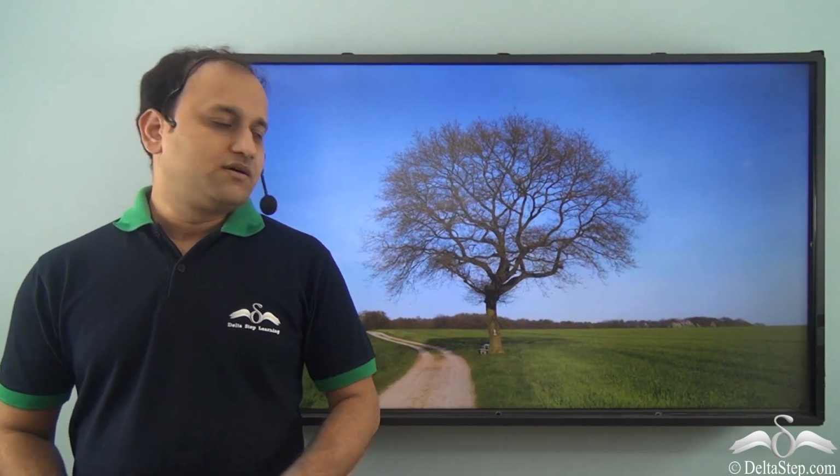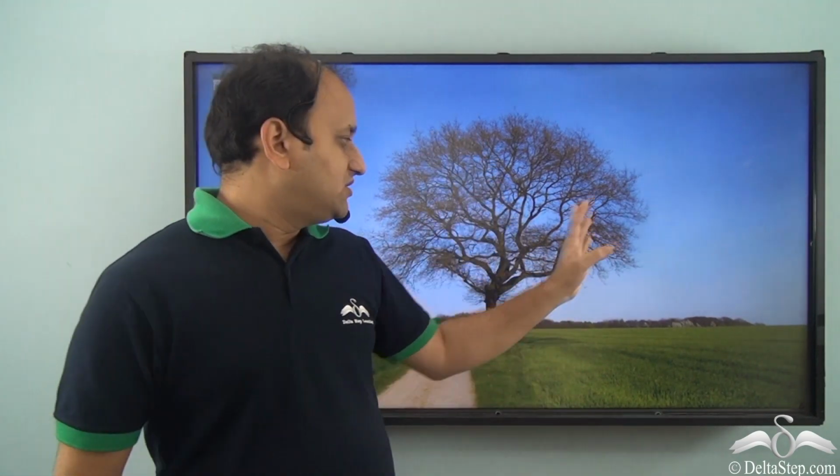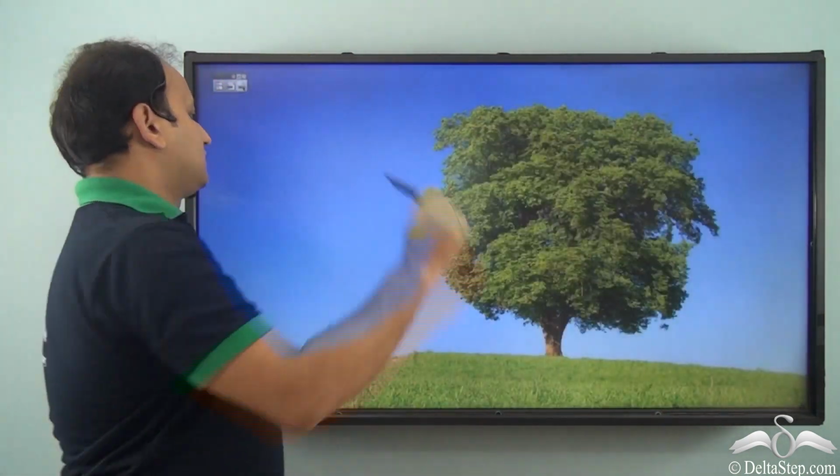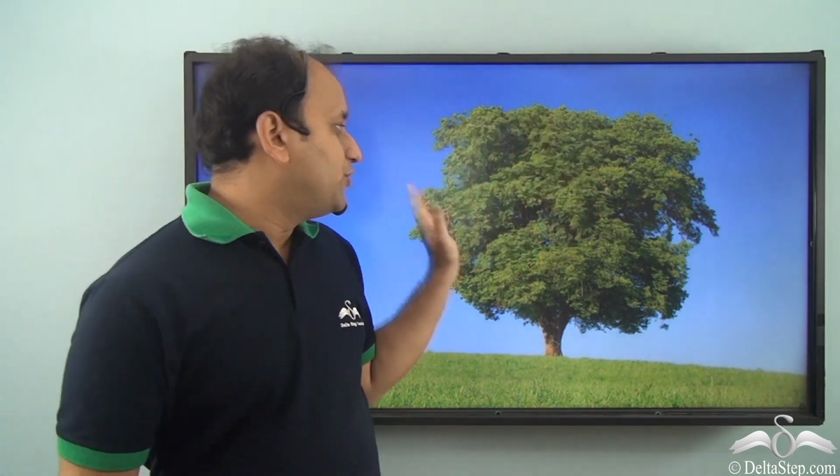What do we see here? We see a tree with no leaves. Now, we see another tree with leaves. Now we can clearly say that a tree looks much more beautiful when it has leaves on it.